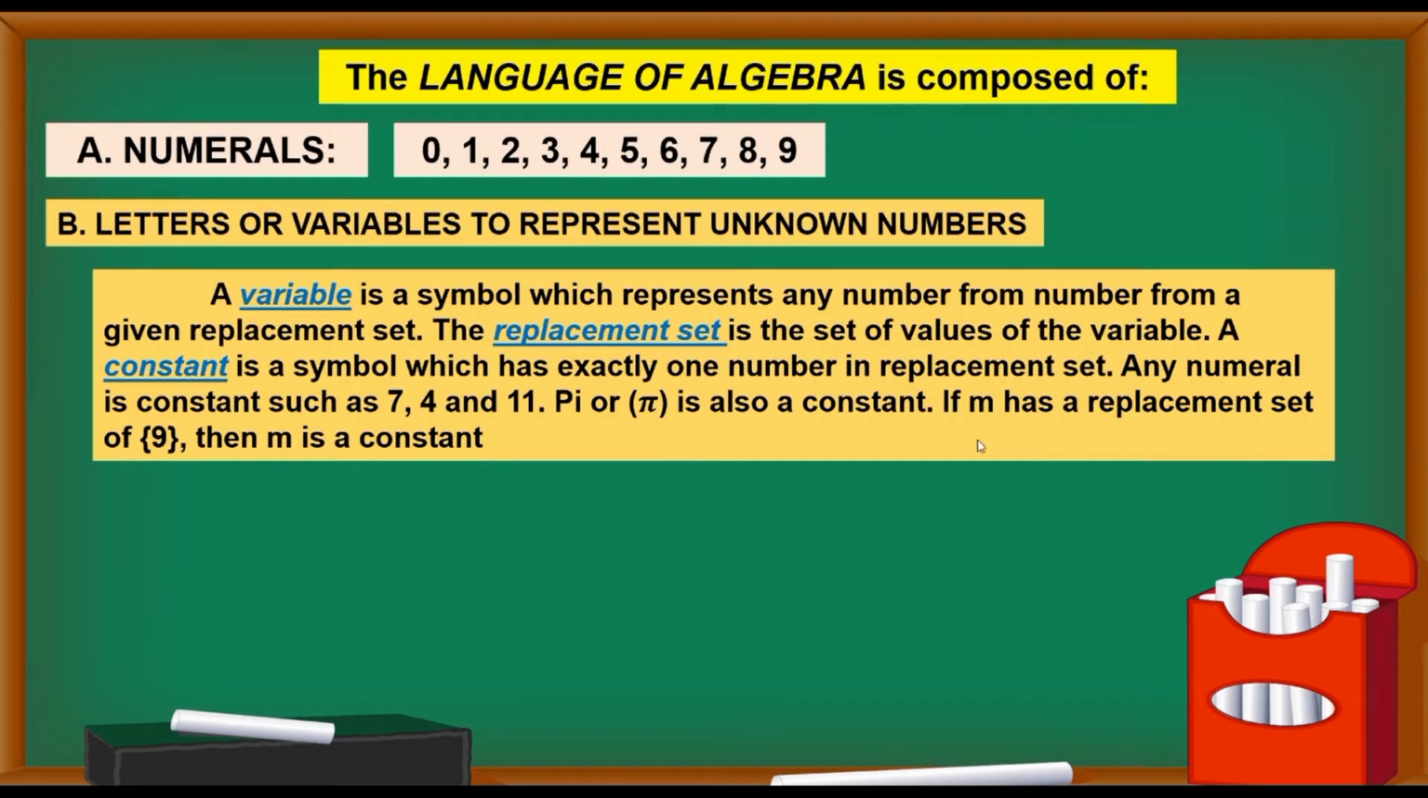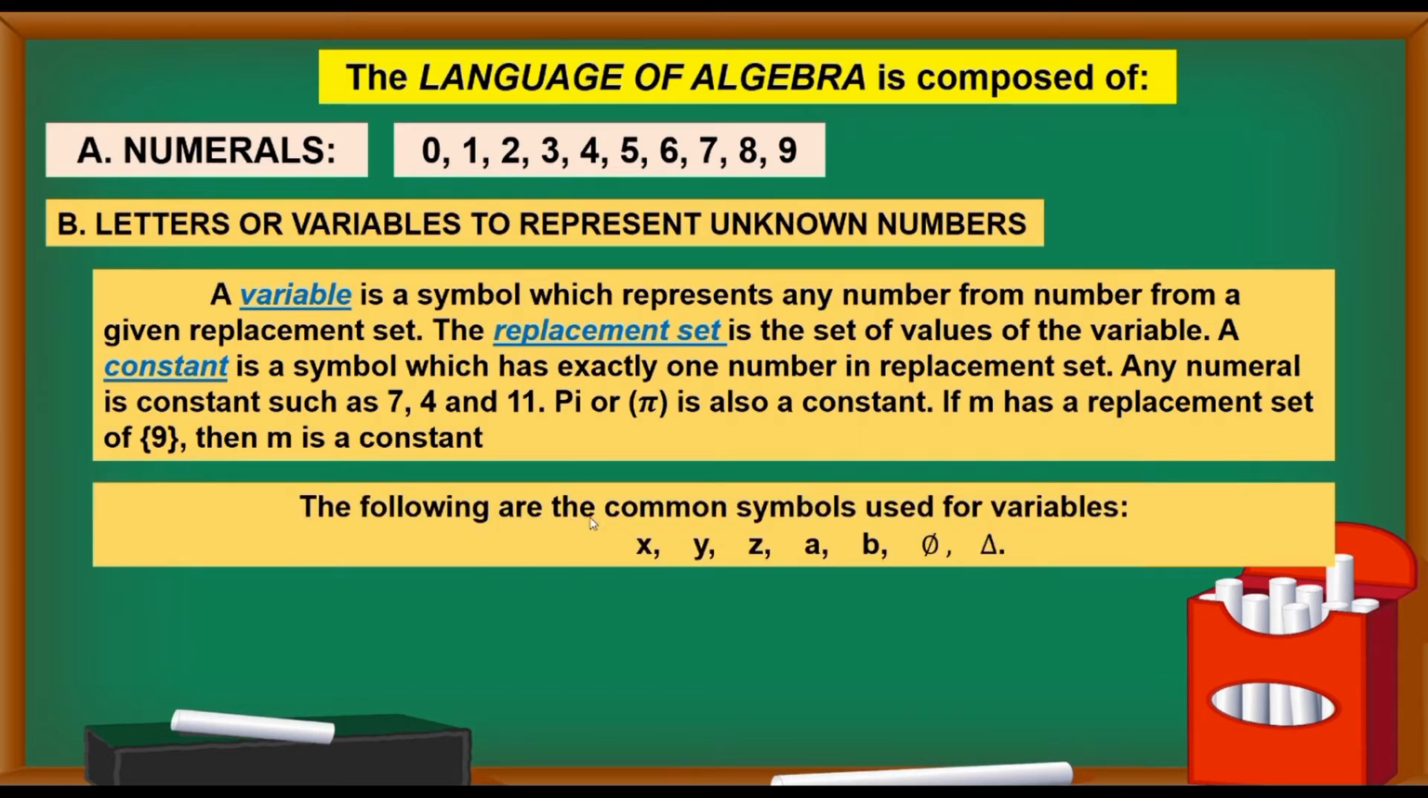If m has a replacement set of 9, then m is a constant. Kung yun lang po ang pwede niyang kapalit or replacement niya. So, pwede nating sabihin na yung m ay constant. The following are the common symbols used for variables. So, pwede tayong mula A, B, C, D, E hanggang Z po. Pwede po natin gamitin. Pero kadalasan, ang ginagamit lang natin ay yung X, Y, Z, and then A, B.